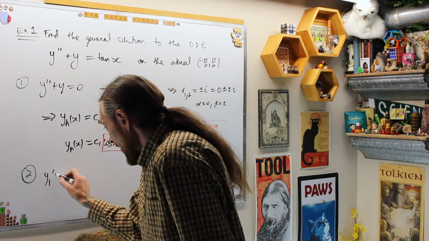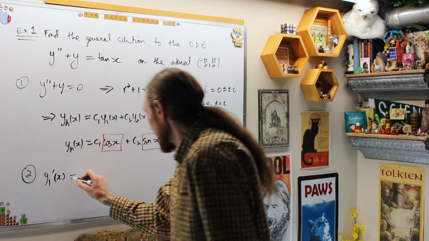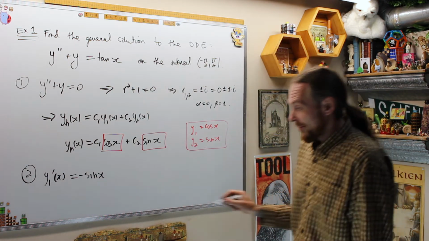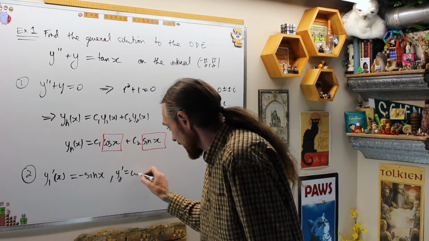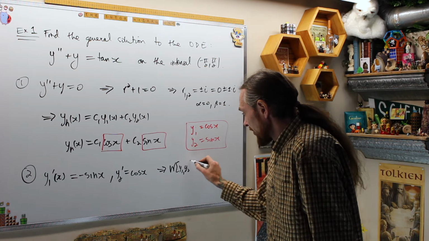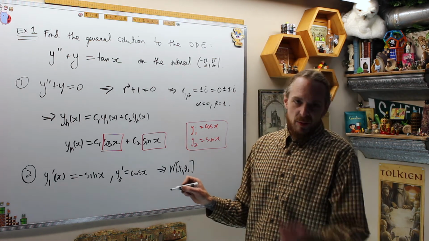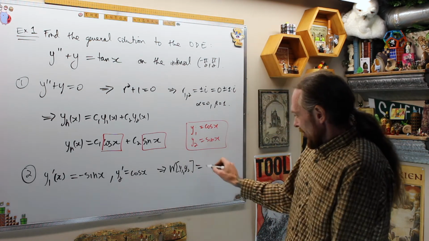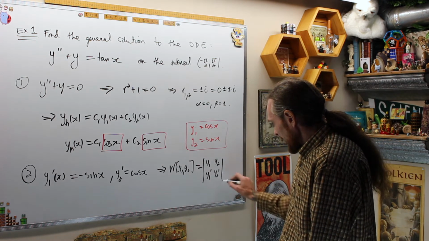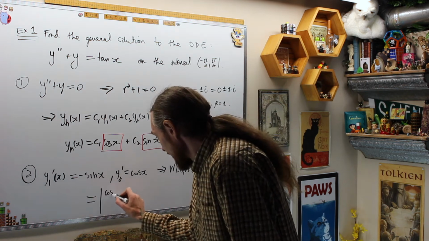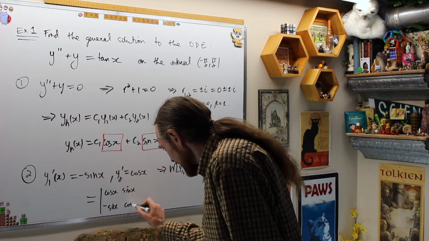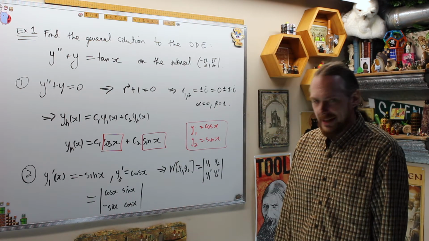Therefore, y1 prime of x is equal to negative sine x. Oh, I see something happening. And then y2 prime is going to be cos x. Therefore, the Wronskian W of y1, y2. Wronski is a Polish mathematician, that's why it's called a Wronskian. This is going to be the determinant of y1, y2, y1 prime, y2 prime, which in our case is going to be cos x, sine x, negative sine x, cos x, which is rotation through x counterclockwise.